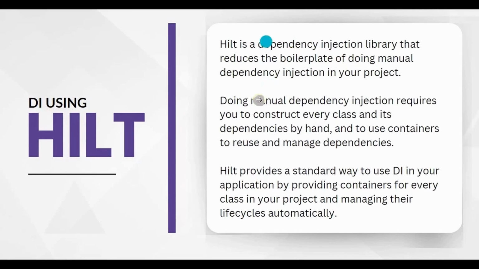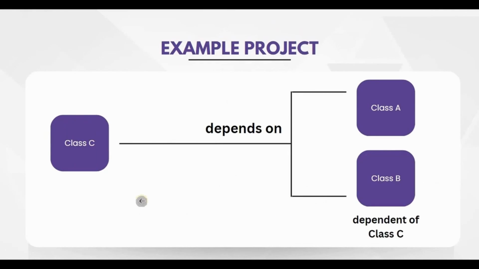Then next is Hilt. Again, it makes the manual dependency injection easy to use by reducing boilerplate code. Basically, Hilt provides a container for every class and manages their lifecycle automatically. So we usually use Dagger and Hilt together, but for now, not to make the project very complicated, I'll be using Dagger only. But later in an upcoming video, we will cover Hilt as well. Now let's have a look at an example project.